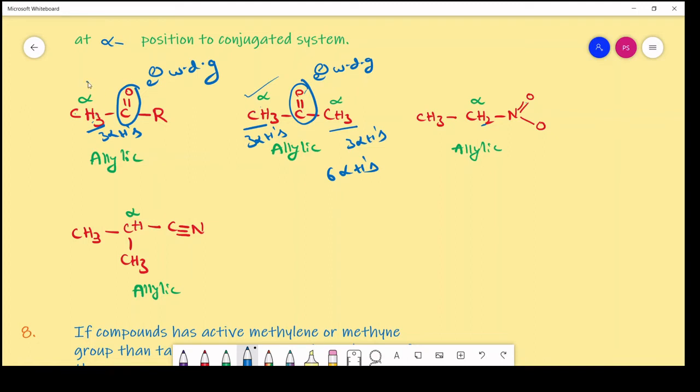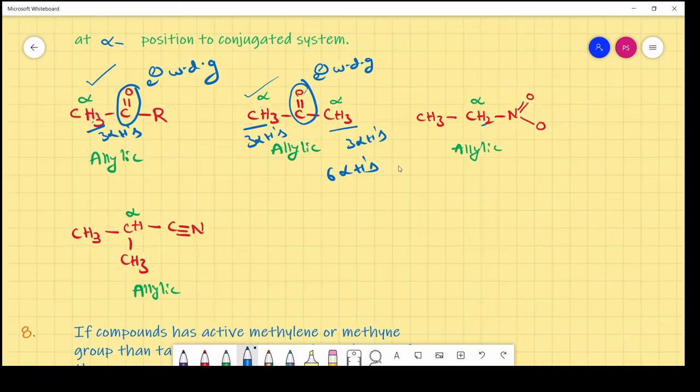This is very important from the examination point of view. They might ask you which of the following compounds shows tautomerism. For that you should point out whether an electron withdrawing group is present or not, and the second condition is whether alpha hydrogens are present or not. If alpha hydrogens are present, whether those are saturated or not. You should remember these three conditions.